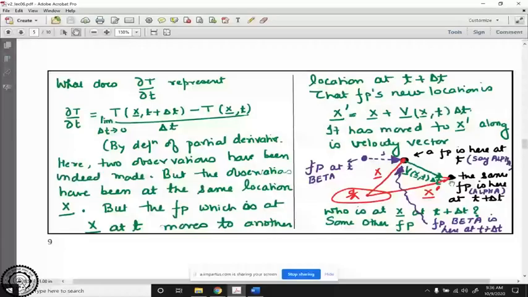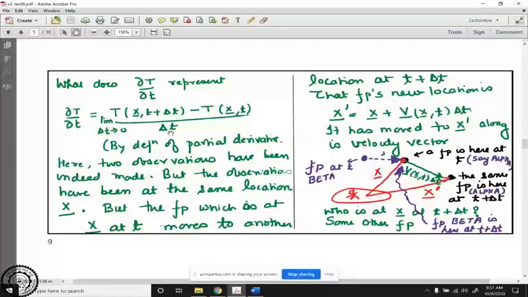And as alpha has left that space and moved on, another particle has used this opportunity and come and occupied this location at t plus delta t. Let me call it beta. So alpha moves on and beta comes to this location. So the second measurement that you are making at t plus delta t at the same x is actually not the temperature of alpha, it is the temperature of beta, right?